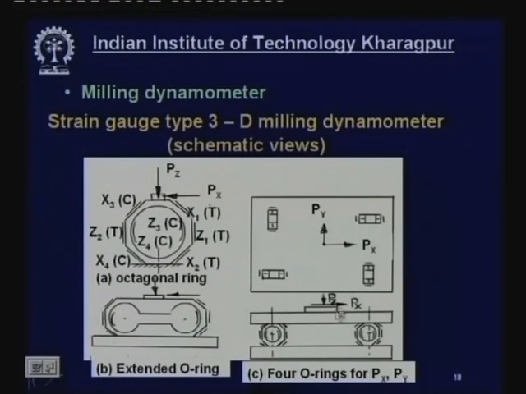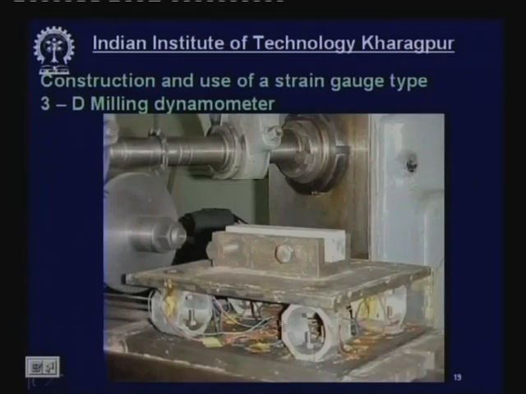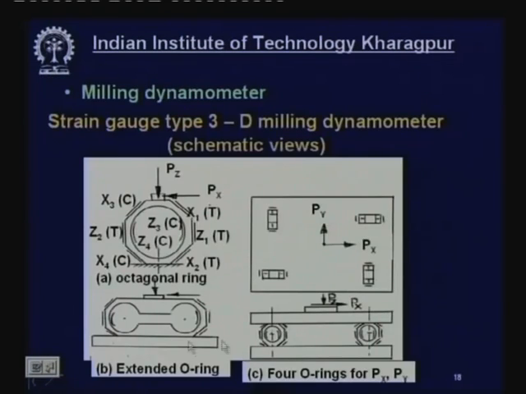Now this is the milling dynamometer. In the milling dynamometer, the workpiece is mounted on a plate. The plate is resting on 4 supports. They are called octagonal rings, and that is fixed on the base plate, all right.